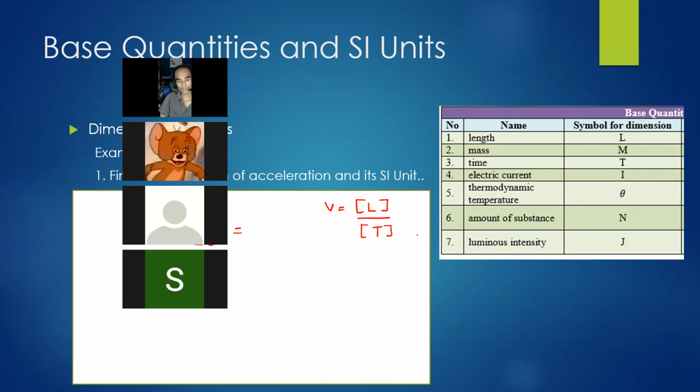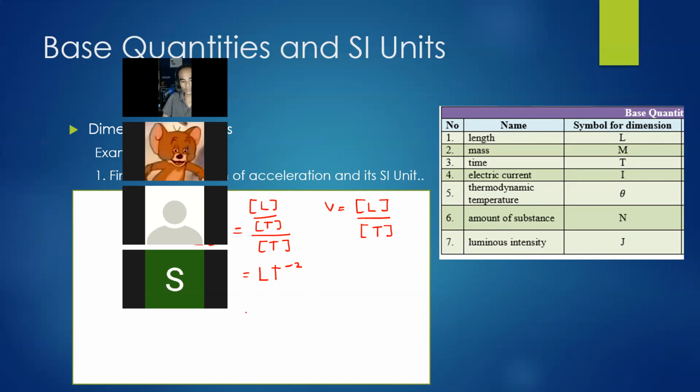L over T, yeah, right. So we can put here L over T and big one over here over T. Okay, so we have L T. What is it? L T negative 2. Okay, so the dimension of acceleration is LT negative 2.